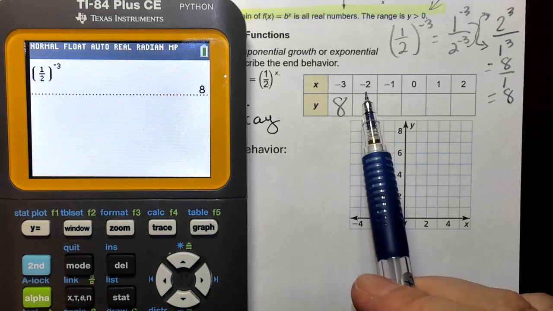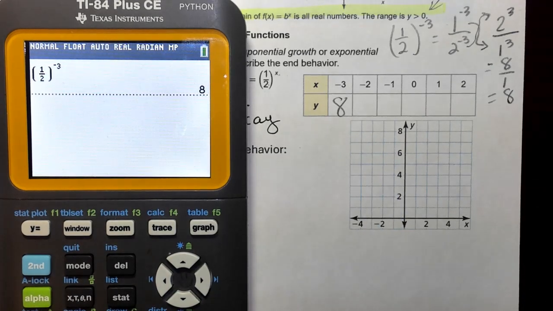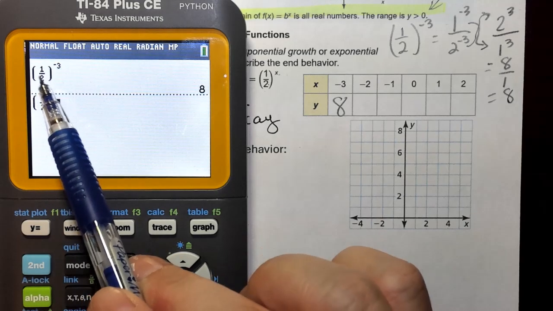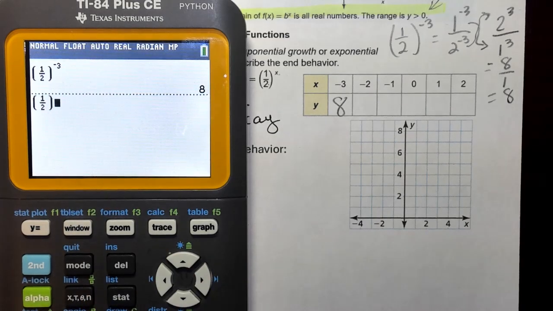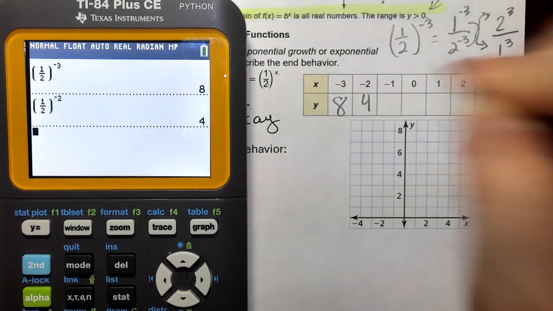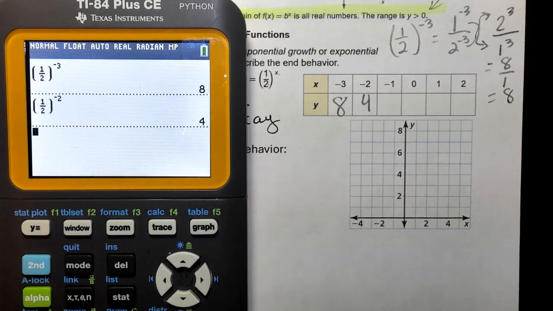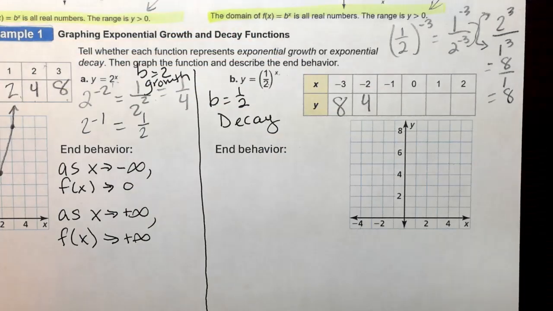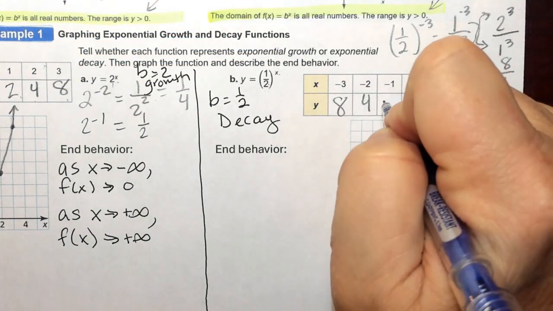So for example, let's plug in negative 2. So we do 1 over 2. Just remember your parentheses, because if you do it without the parentheses, it's only going to give the exponent to the first one. Then we're raising it to the negative 2 power, and that equals 4. So if exponent rules are not your specialty, this is something that you can do. And if you guessed it, negative 1 is going to be 2.